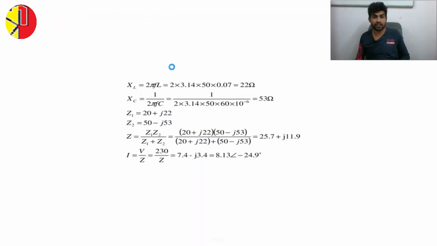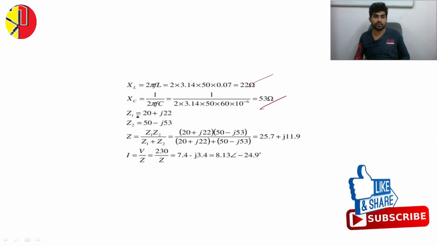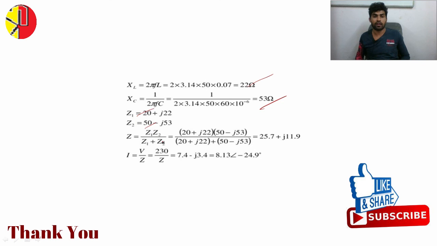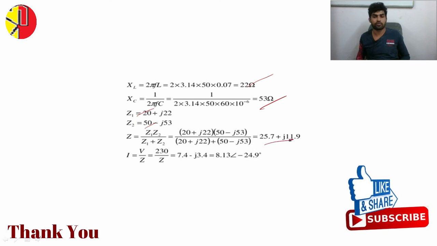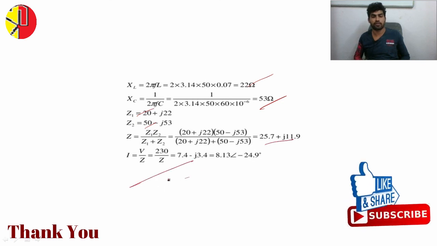Once again, we'll cross check the answer. XL is equal to 2 pi FL, and XC is equal to 53. We got Z1 is this value, Z2 is this value, and Z1 into Z2 by Z1 plus Z2. So we got this one, and I is equal to V by Z. This is the answer.